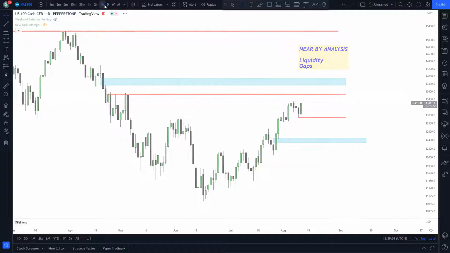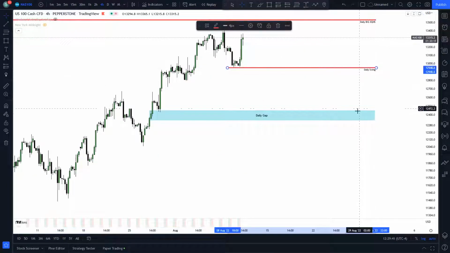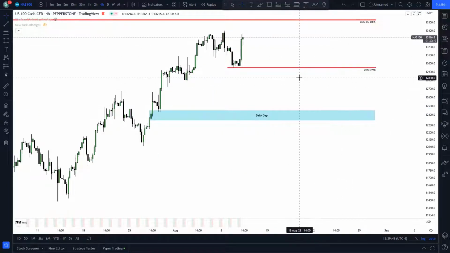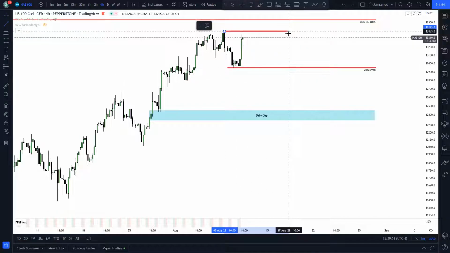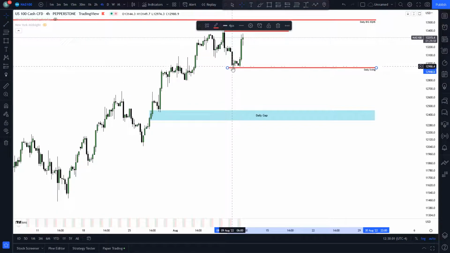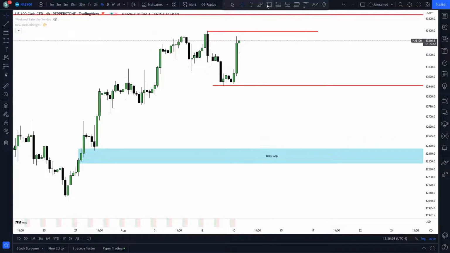So we'll drop down into a 4 hour. Here are those daily levels that we marked out. Now we do the same thing. So nearby liquidity above this swing and below this daily swing that we've already marked out. And if you zoom in a bit, you can see a gap that's been printed right here. If we extend that out, that would also be a relevant area.